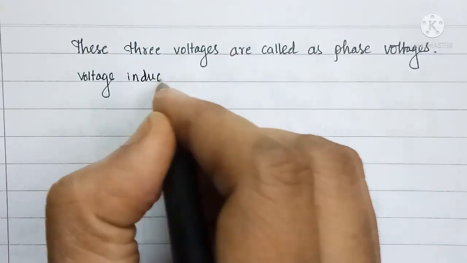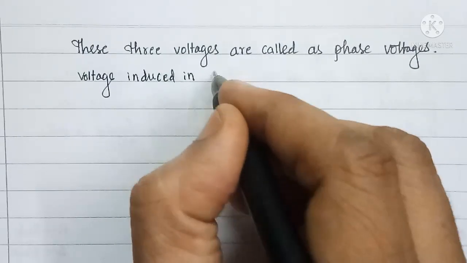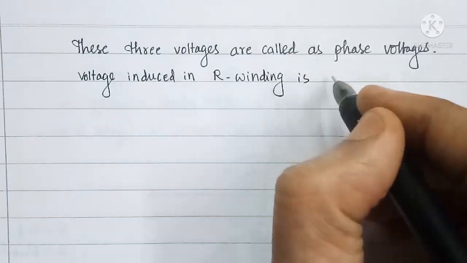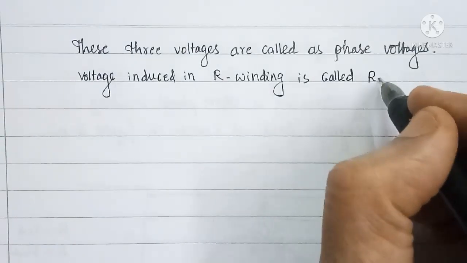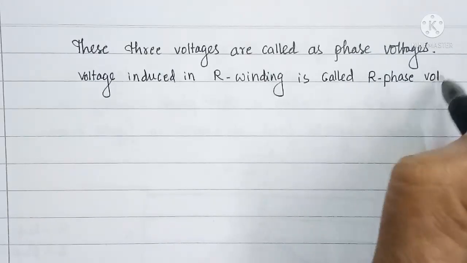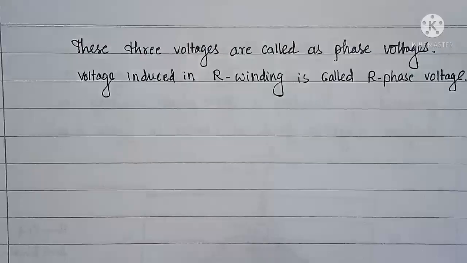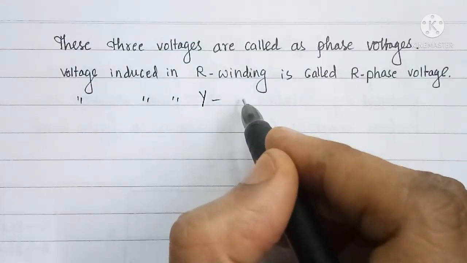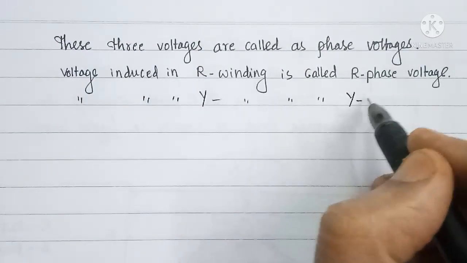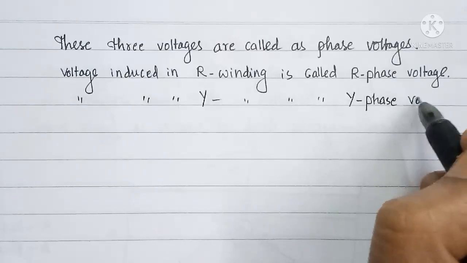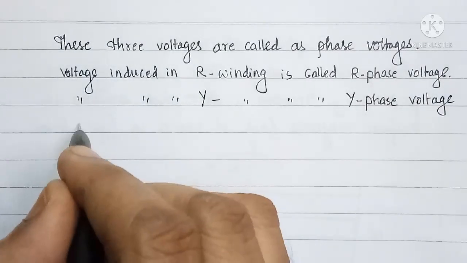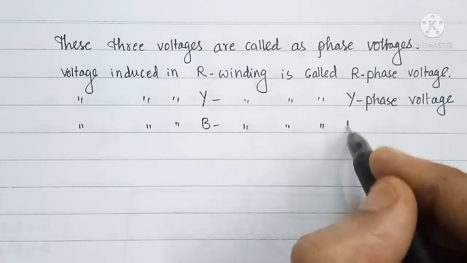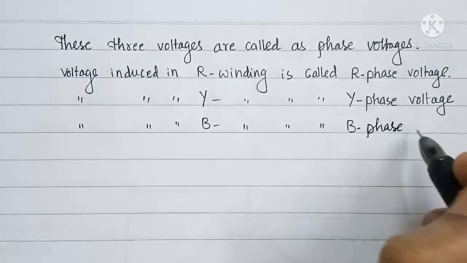Voltage induced in R winding is called R phase voltage. Voltage induced in Y winding is called Y phase voltage. Similarly, voltage induced in B winding is called B phase voltage.